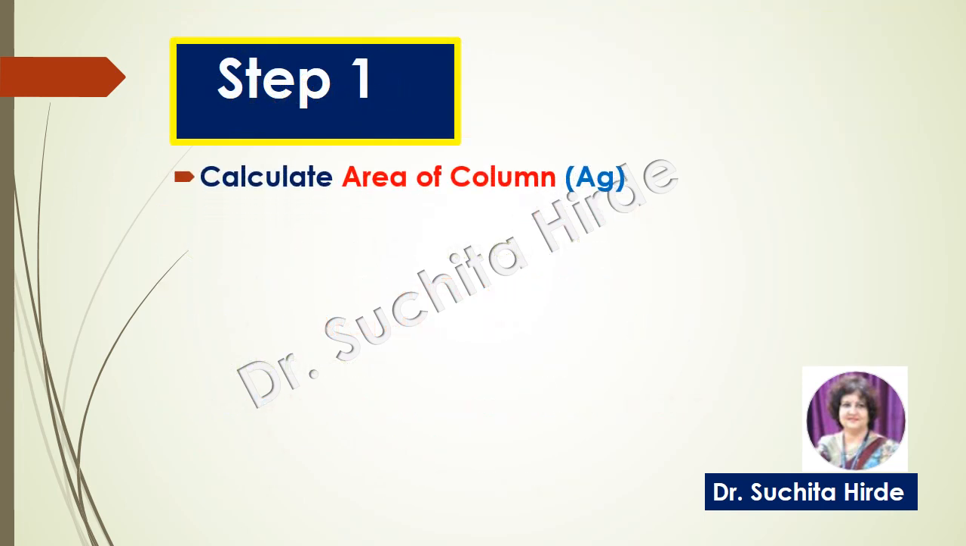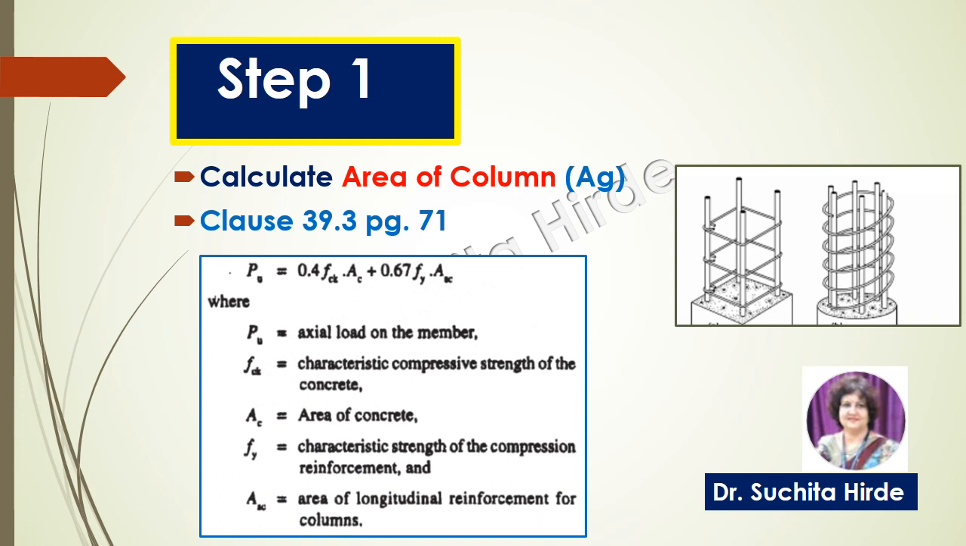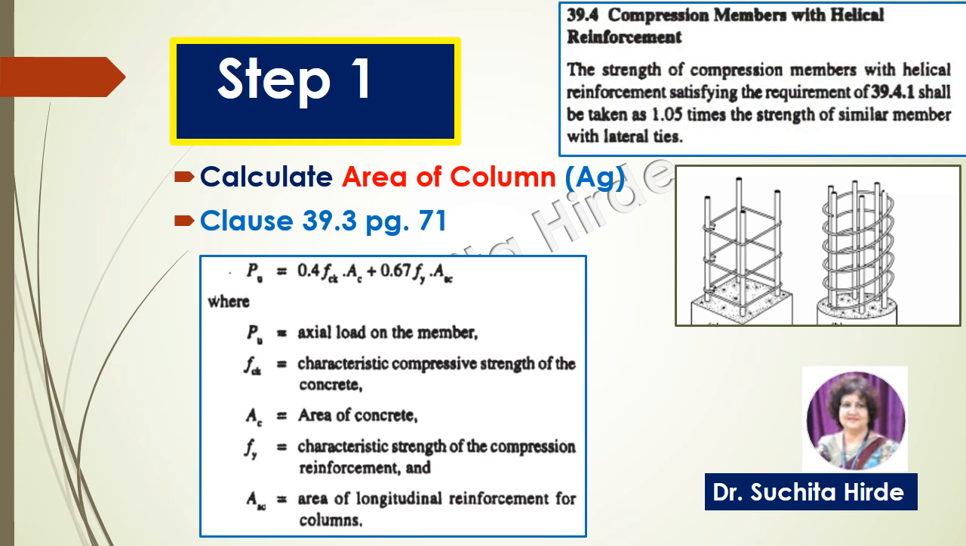Step number 1 is to calculate area of column, that is size of column. On page number 71 of IS 456 in clause number 39.3, this formula is given. This formula is applicable for design of square, rectangular or circular column with separate lateral ties as shown in first figure. But if the lateral reinforcement is in the form of helix as shown in figure 2, as per clause number 39.4, we have to multiply right hand side by 1.05.